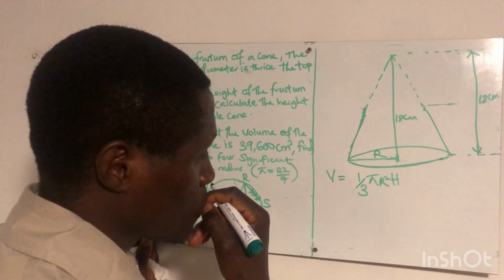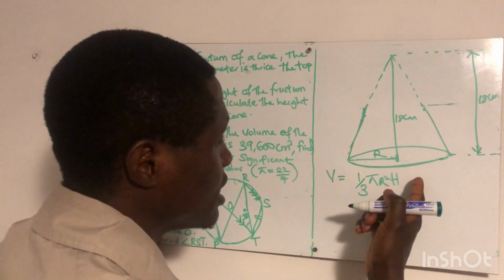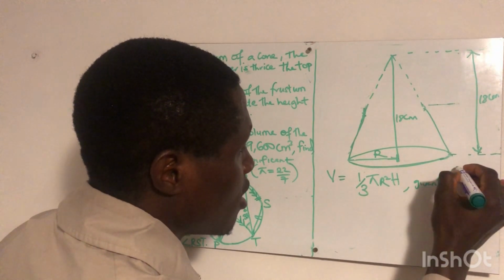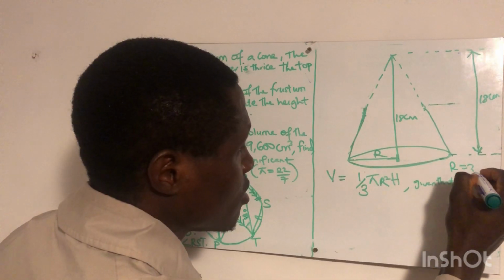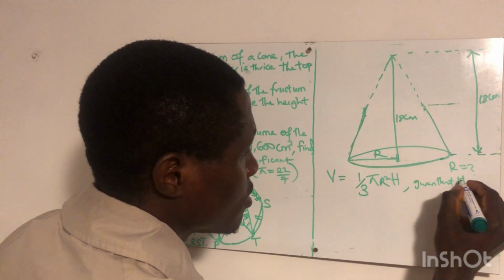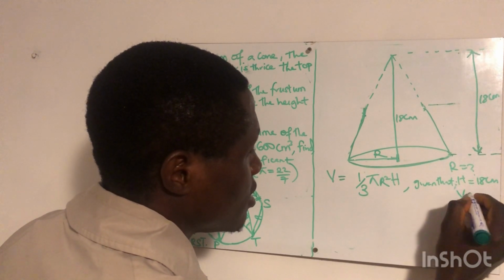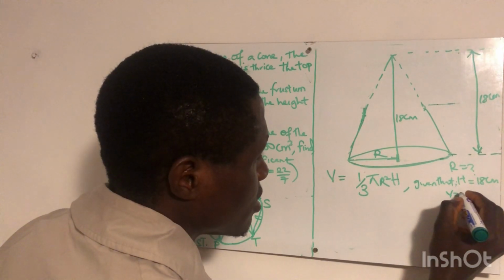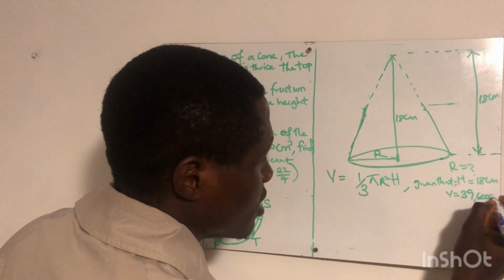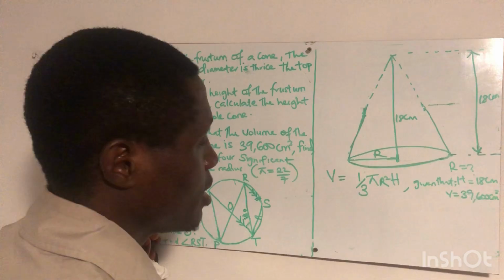Here we have R to be unknown and H to be 18 centimeter. Here we are given that R is unknown, but H is 18 centimeter, and then the volume itself is 39,600 centimeter cube from the question. So we can easily now substitute all these parameters.